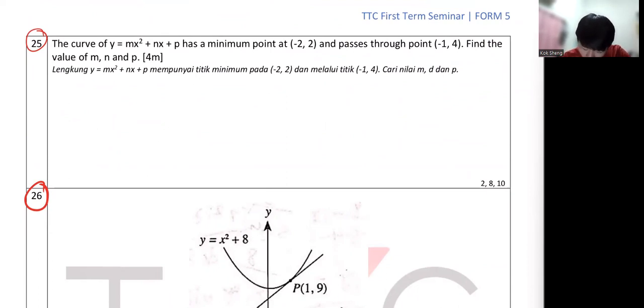The curve of y equals to mx squared plus nx plus p, so many unknown here, has a minimum point at negative 2, 2 and passes through point negative 1, 4. Find the value of m, n, p. Okay, lengkung mempunyai titik minimum negative 2, 2 melalui titik negative 1, 4. Cari nilai m, n, p. Where did d come from? Sorry, it's n. It is not the letter d.